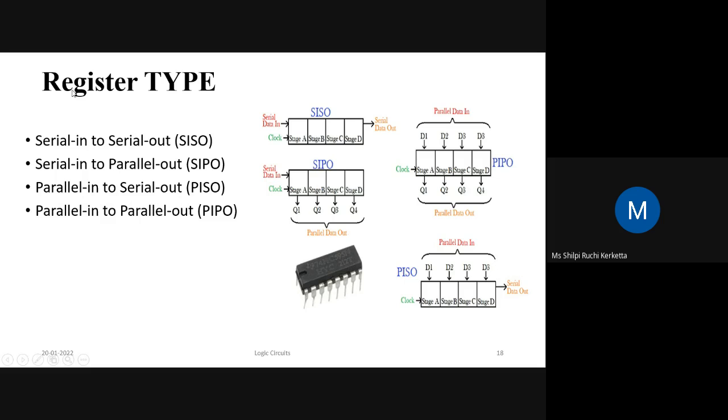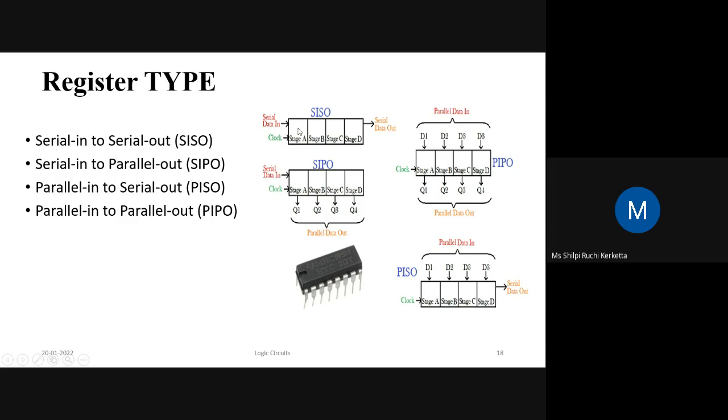So registers are four types. First is serial in, serial out. This is coming in this exam. Then serial in, parallel out, then parallel in, serial out, and parallel in, parallel out. In serial in, serial out, the inputs will be data, and there will be a clock.